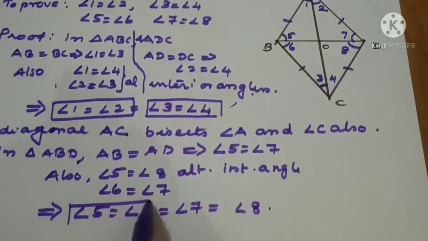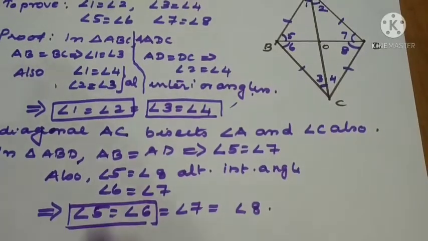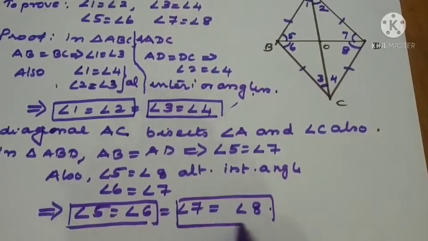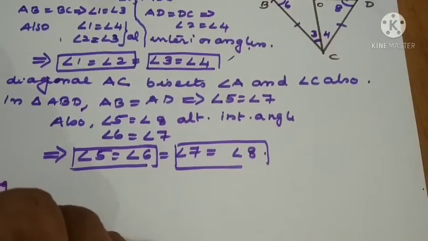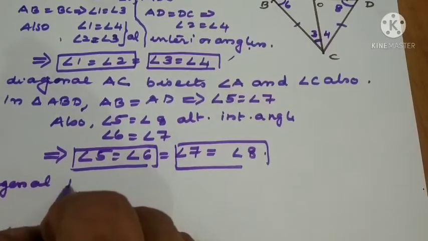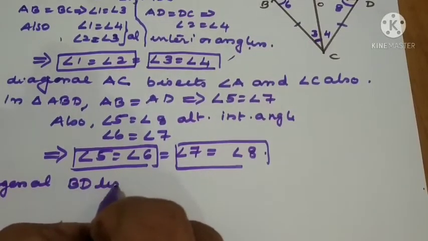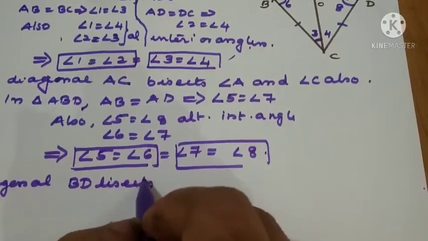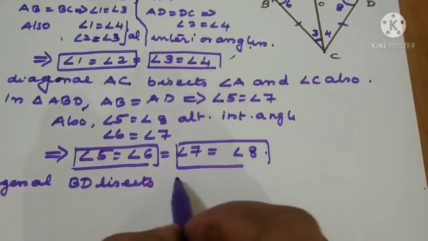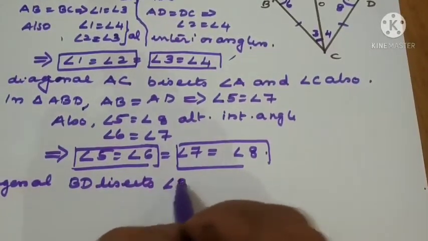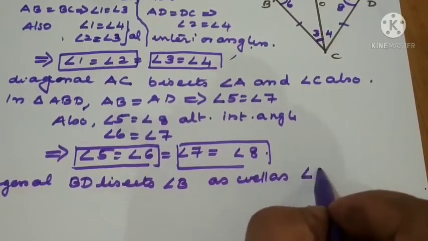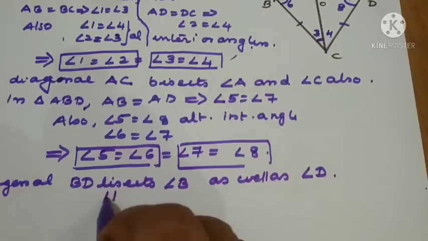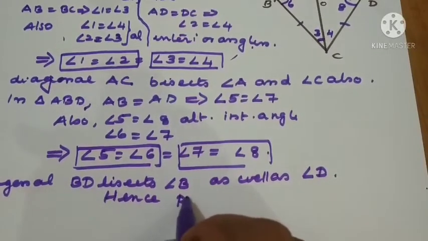So this shows that diagonal BD bisects angle B as well as angle D. Hence proved.